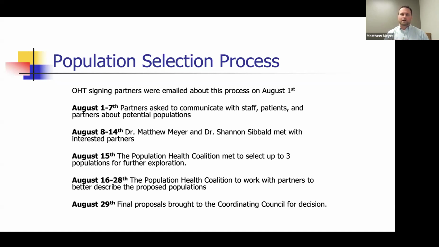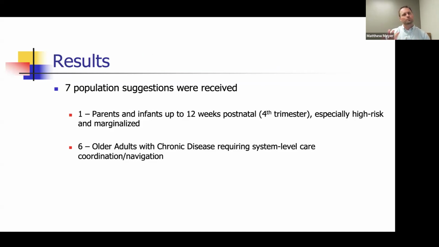If we click on to the next slide, that just gives you a sense for the process. But what was really interesting in that was through that, we had 7 population suggestions that came forward. One was very distinct. It was parents of infants that were supporting them in the early phases of life. We supported that group to go and actually speak with another OHT that was developing around pediatrics. But the other 6 populations that were recommended were a variation of COPD, CHF, people needing support, transitioning across care, people at risk of institutionalization.